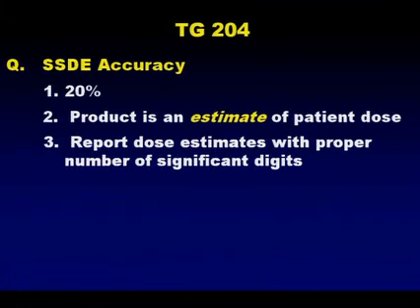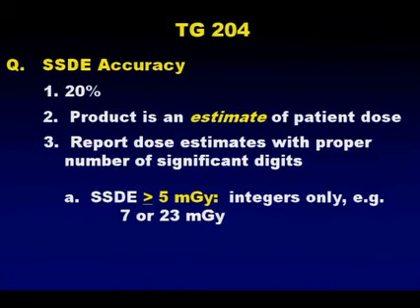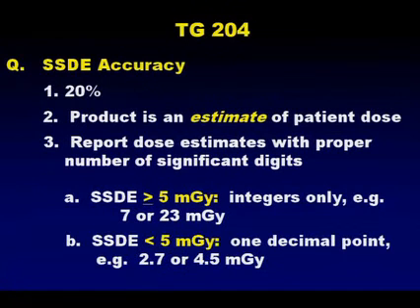And as a result of that, results need to be reported with a reasonable number of significant digits. We're recommending that if the SSDE is greater than 5 milligray, only a whole number integer is presented, and if it's less than 5 milligray, 1 decimal place is probably appropriate.